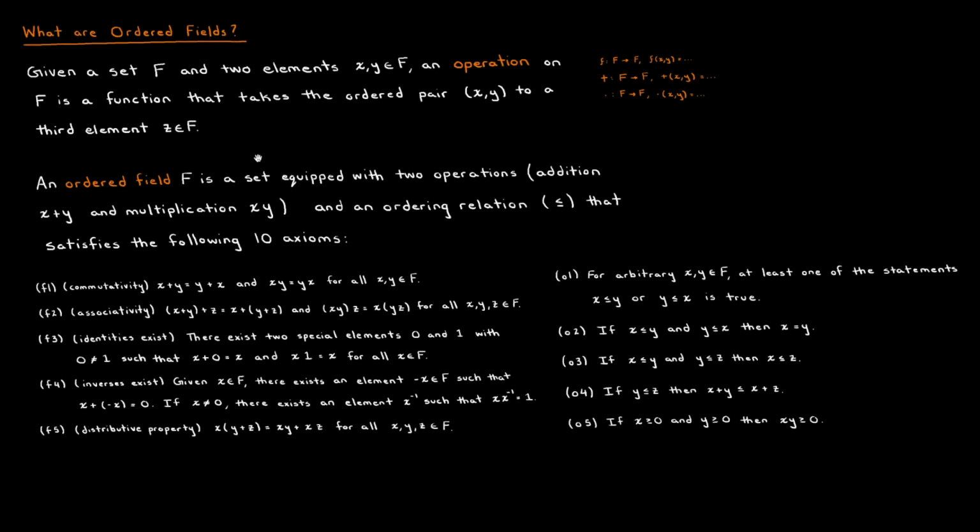Now that we understand operations, we're ready to begin to understand ordered fields. So an ordered field, let's call it F, is just a set that is equipped with two operations: an addition operation, which we denote by x plus y, and a multiplication operation, which we denote by x dot y, or x times y. And so these operations satisfy the definition above. Additionally, an ordered field is also equipped with an ordering relation, which we denote with this less than or equal to. And so this set F must satisfy the following 10 axioms.